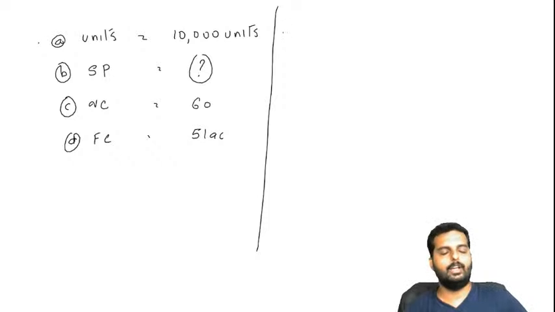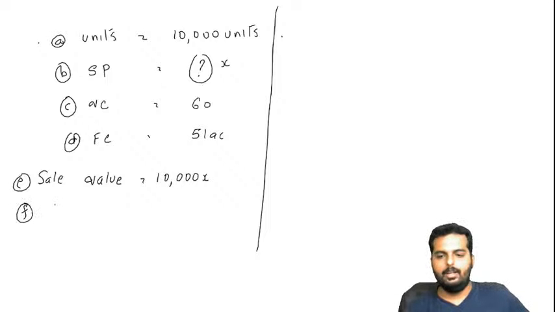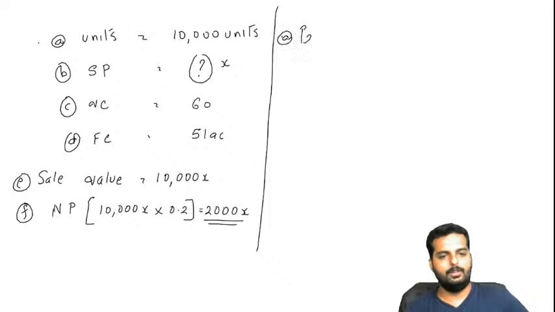So I'll just do one thing. I'll do a backward working now. We know there are 10,000 units. I'll call selling price as X. So can I say 10,000 X is going to be my sale value? If 10,000 X is going to be my sale value, my NP should be 20% of this. So how much is 10,000 X into 20%? That turns out to be 2,000 X. Okay. So I'll just come over here. The profit what I'm looking at is 2,000 X.